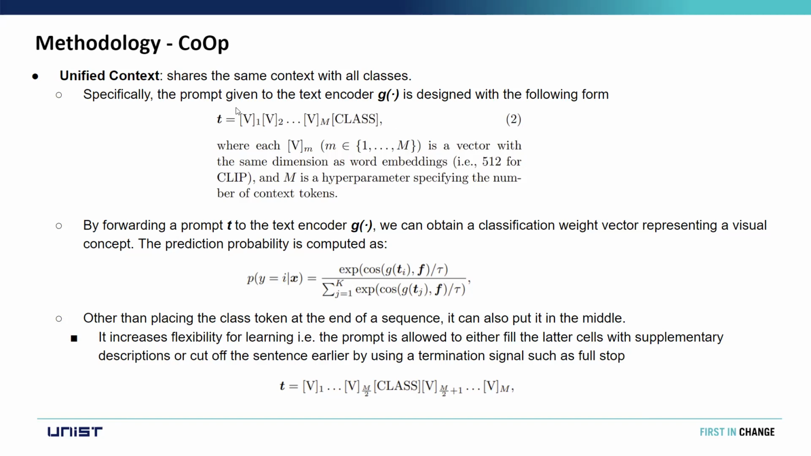Also, as you can see above, in the token t the class is placed at the end. We can also put the class in the middle, which increases the flexibility for learning. In this case, the prompt can be cut short right after the class or a little bit after the class, and can add some extra words for supplementary descriptions.